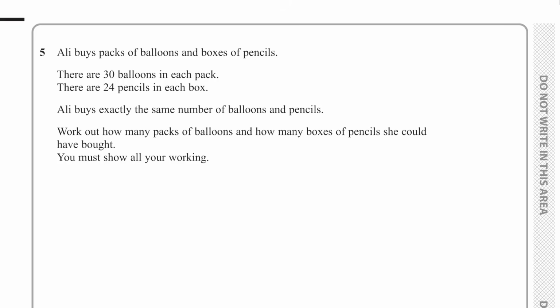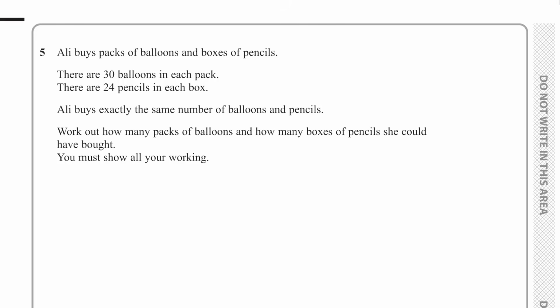Question 5. Ali buys packs of balloons and boxes of pencils. 30 balloons in each pack. There are 24 pencils in each box. Ali buys exactly the same number of balloons and pencils. Work out how many packs of balloons and how many boxes of pencils she could have bought. You must show your working. So here we're working out a common multiple of 30 and 24.